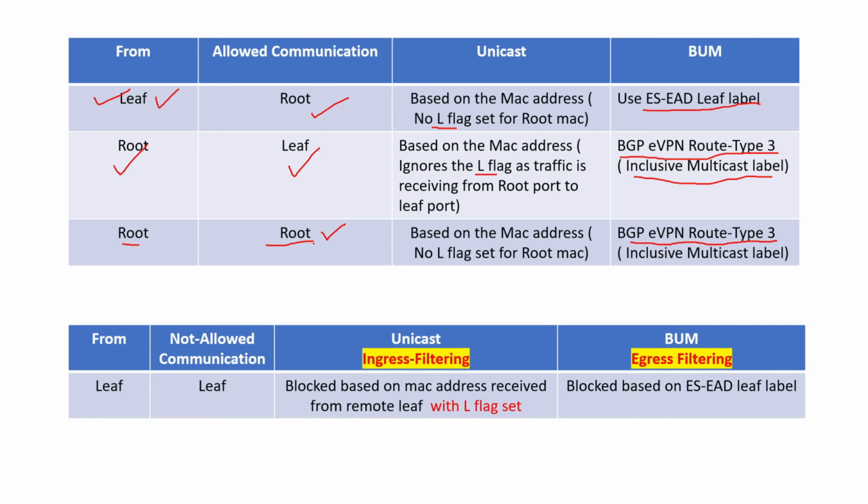Now let's see how it filters the communication, meaning it doesn't allow communication between leaf and leaf. If it is unicast traffic received from the leaf, the PE device will see in the MAC address table that the L flag has been set for this particular MAC, meaning this MAC has been received from a leaf attachment circuit from the egress device. Hence, it is going to discard that packet based on the ingress filtering criteria. For BUM traffic, we use egress filtering, where it will block based on the ES/EAD leaf label.